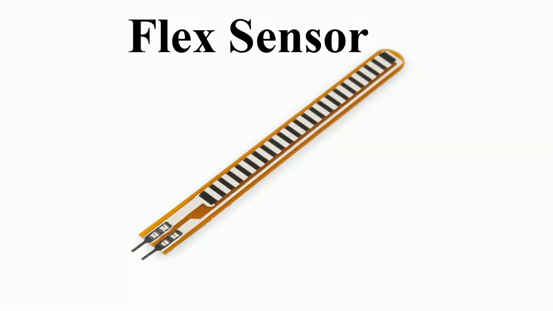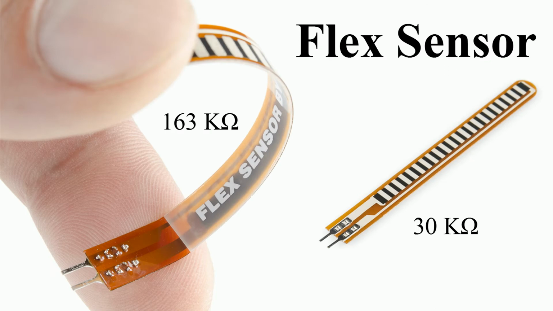This is what a flex sensor looks like. Basically, it is a variable resistor whose resistance increases when it is bended. It has two terminals for electrical connection. It is made from flexible plastic material. It can be used for many applications which include measurement of movement.